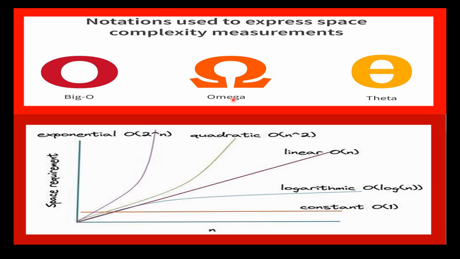To summarize, algorithms with lower space complexity are more efficient and require less memory, making them more suitable for problems with larger inputs. Space complexity is an important consideration when designing algorithms, as it helps you understand how much memory an algorithm will need to solve a problem.